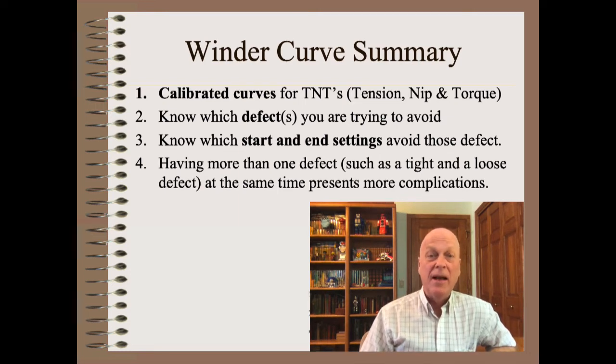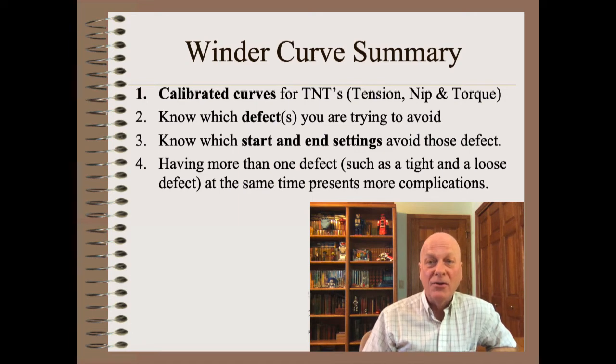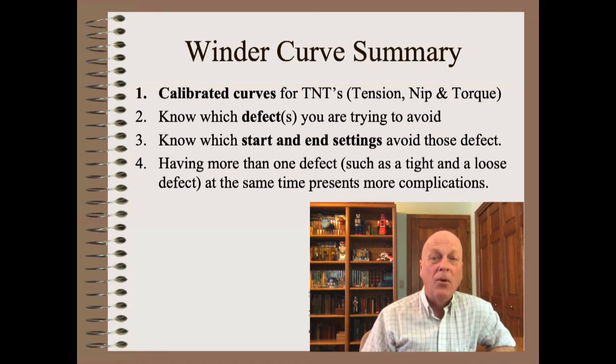Here, I do not simply mean core crush, telescope, or wrinkle. I mean which type of core crush, which type of telescope, and which type of wrinkle. Also, keep in mind that many winding defects are simply not sensitive to winder settings. They are related to web quality, or machine design, or machine maintenance.